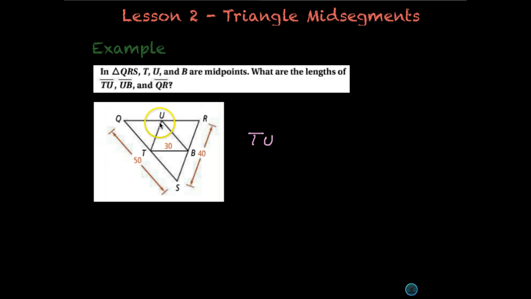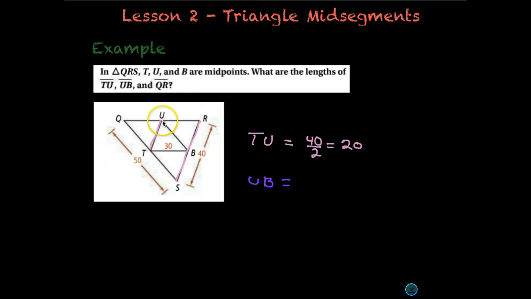Well, here's TU right here. And we know then that TU is going to be parallel to RS down here. It's also going to be half the length of RS, and RS is 40. So TU is going to be equal to 40 divided by 2. So TU is just going to be 20. All right, let's move on to UB.